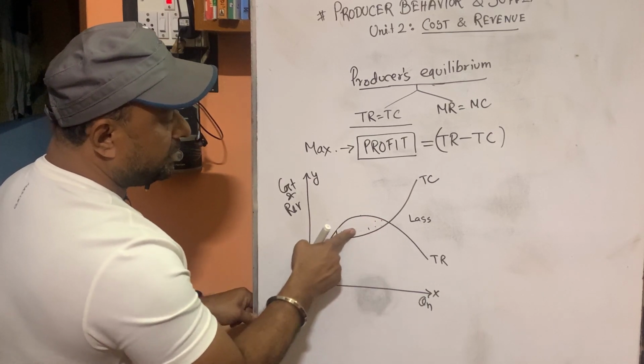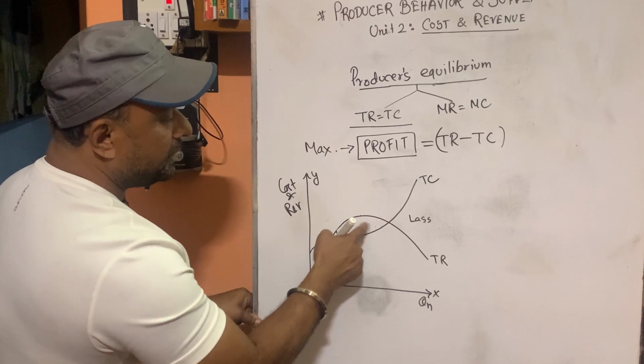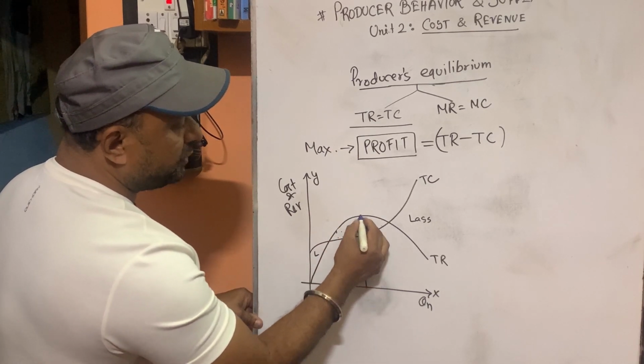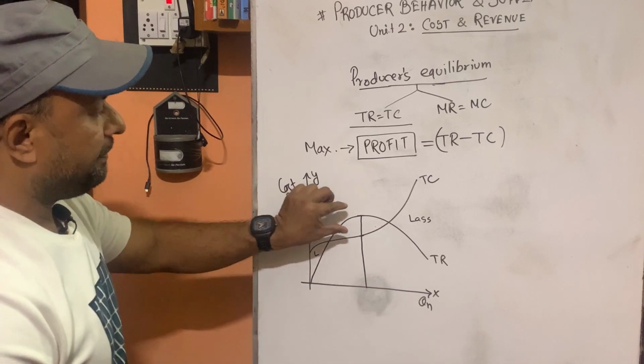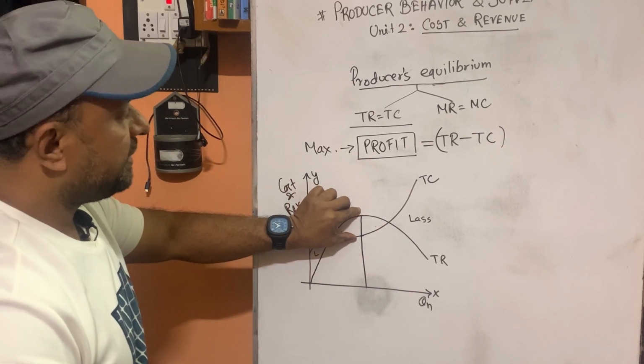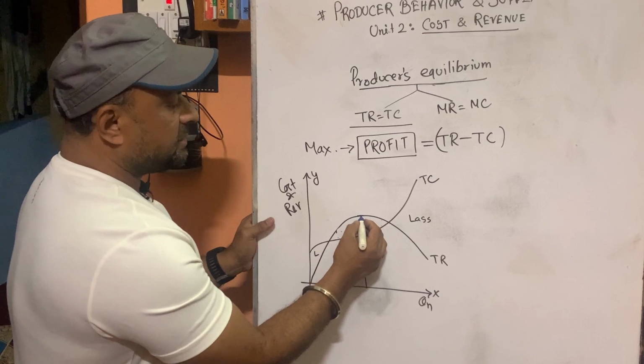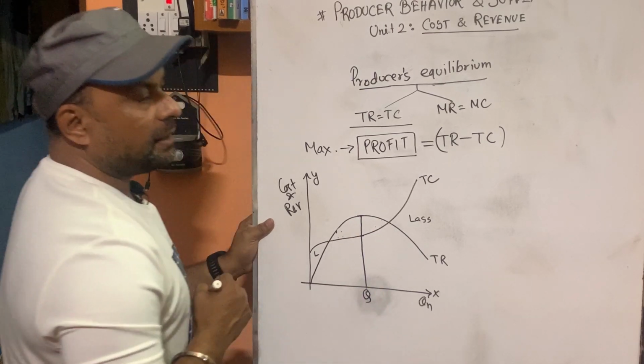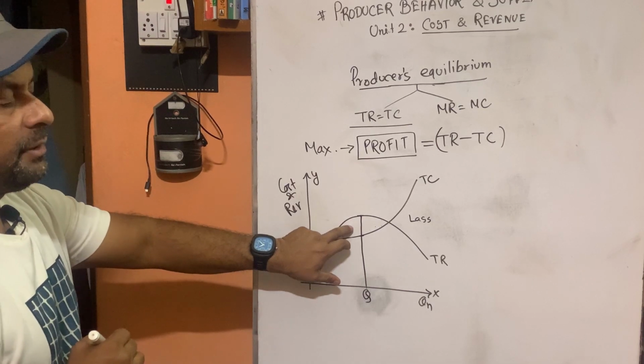Now, where will the producer produce? This is the maximum profit level of the producer. Here the gap between these two curves is maximum, the vertical gap between TR and TC is maximum. So, this is the maximum profit position of the producer. So, he will produce at that level and reach equilibrium.